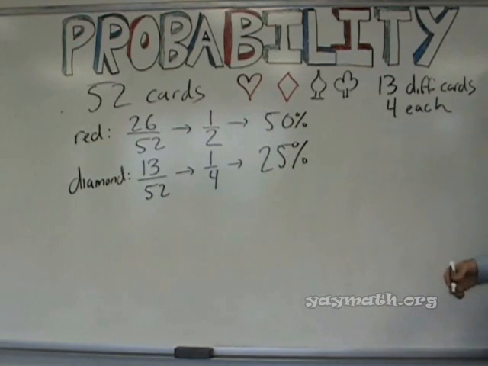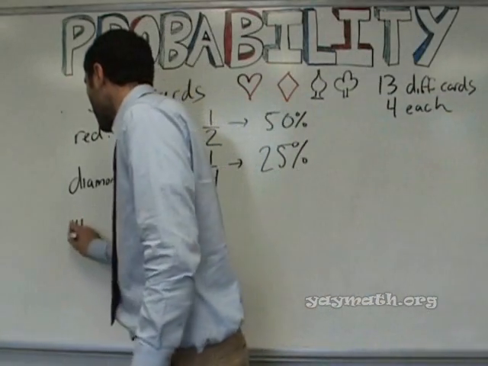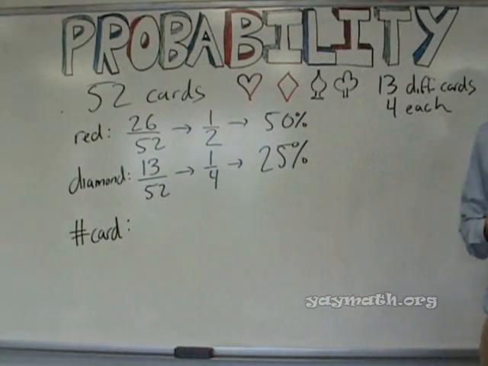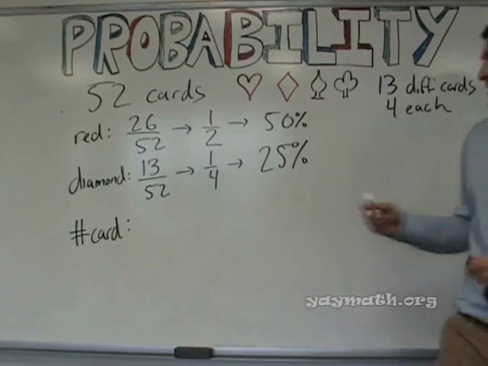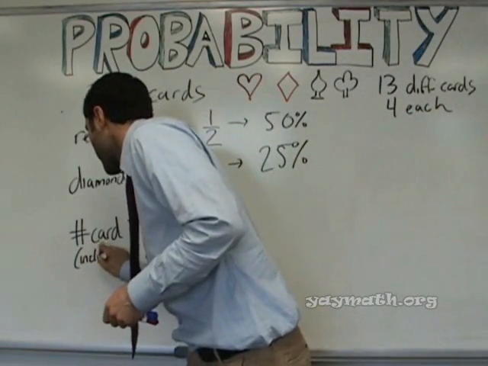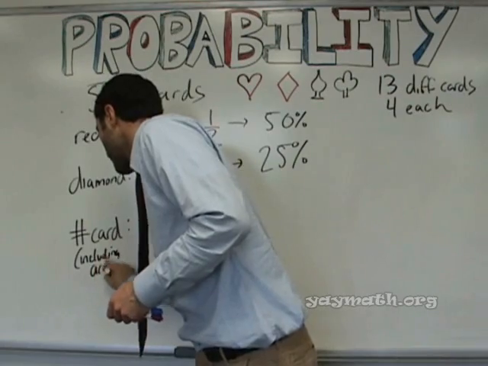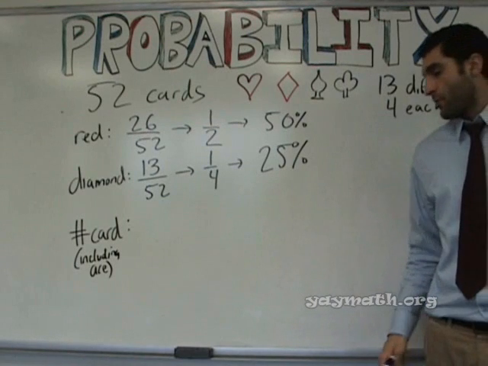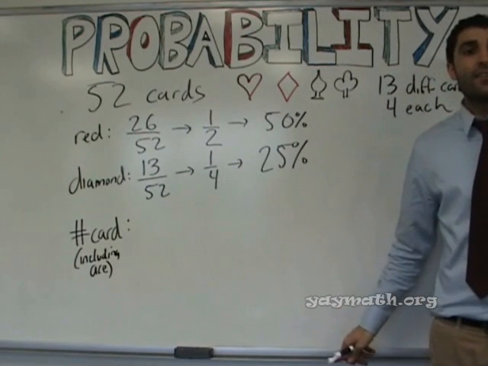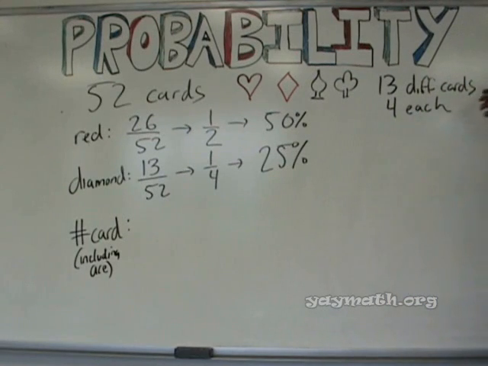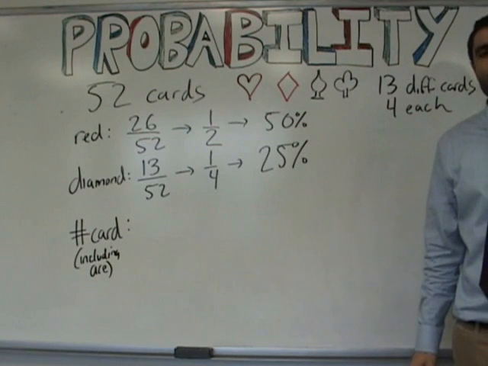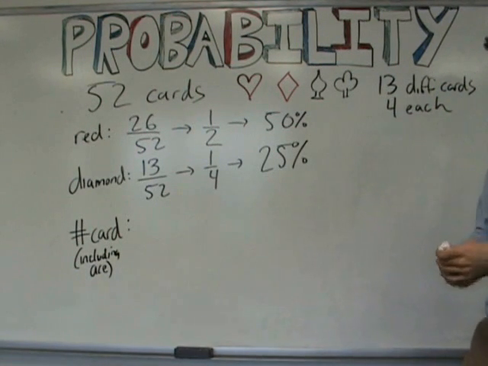Let's up the ante, as they say. How about a number card, including ace? 36 over 52. Wait, you said it goes up to 9? Ace, 2, 3, 4, 5, 6, 7, 8, 9. There's a 10 card too. You're right, sorry. Ace, 2, 3, 4, 5, 6, 7, 8, 9, 10. So it's 40 out of 52.